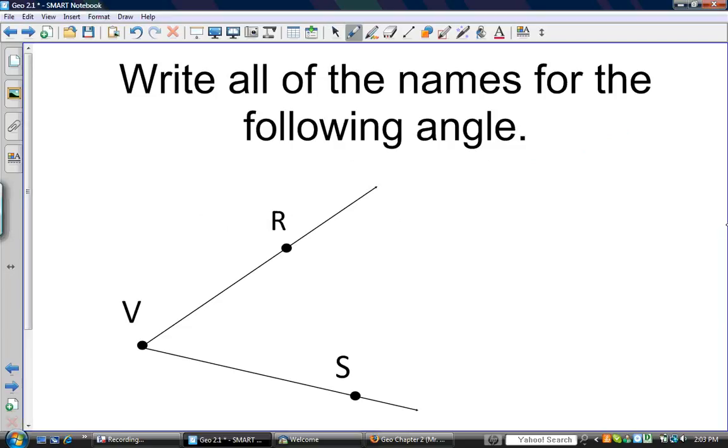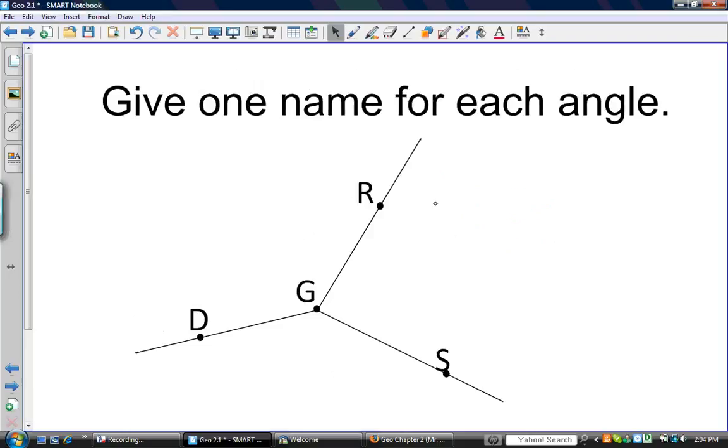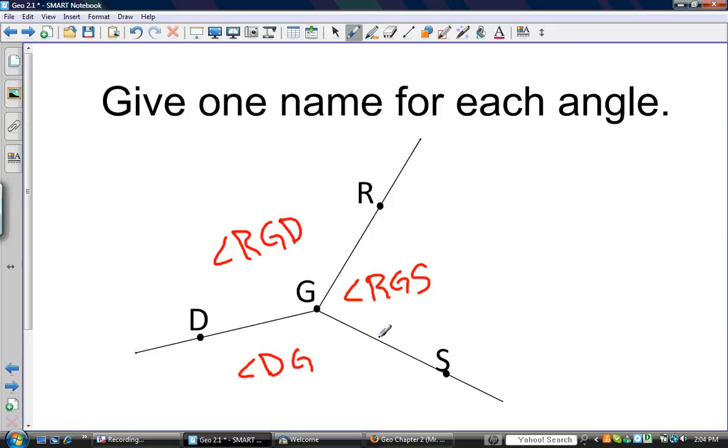Now let's list all the possible names for this angle. Well, we'll start with our angle sign, RVS. Notice that the vertex has to be in the middle. And then we have SVR. Now, give one name for each angle. Well, we can call this one RGS. We could call this one RGD. This one on the bottom, DGR. Oh, that's an R, that's an S. DGS. I apologize.